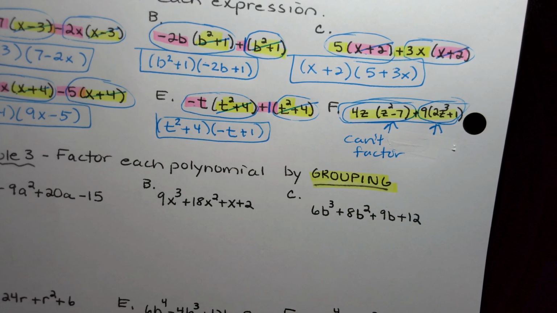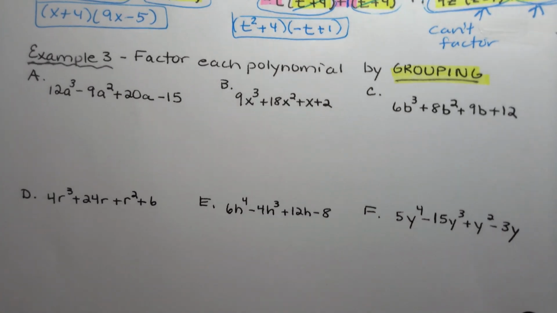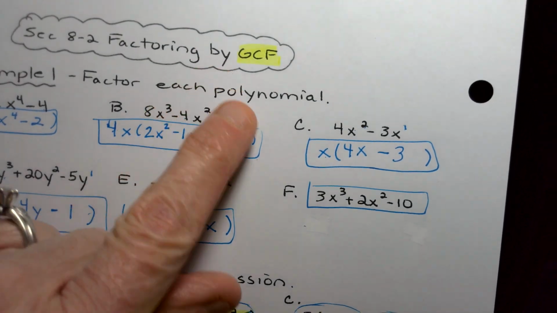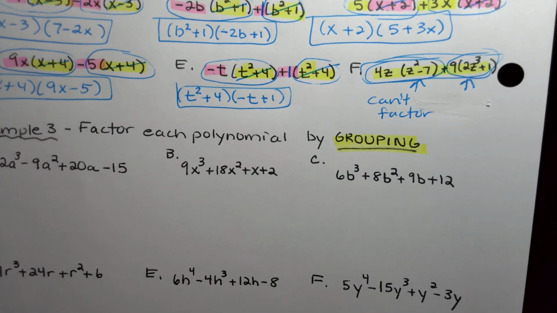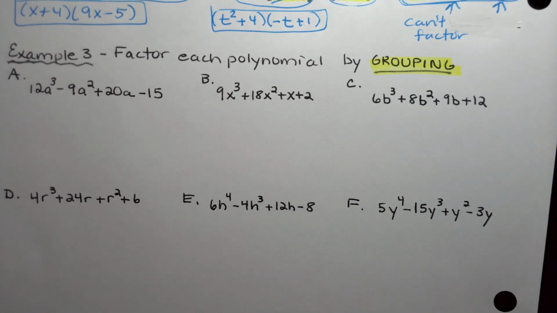Okay, so now that is a side step to the next method. So again, GCF, when we were trying to figure out what we could put out front. And now we're going to factor with method number 2 called grouping.